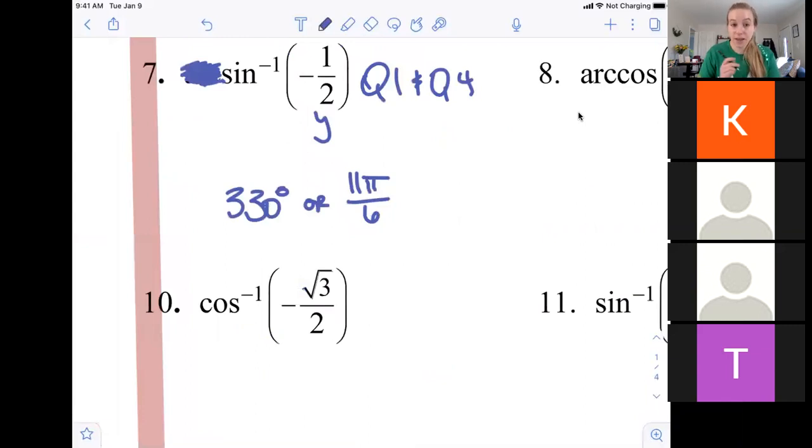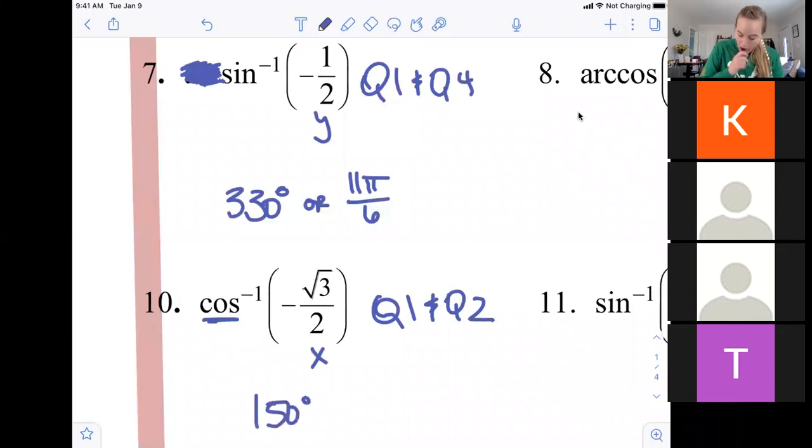Similarly, the next one is another negative, but this time I'm looking at cosine, which means I'm not looking in quadrants 1 and 4. I'm looking in quadrants 1 and 2. And this is my x value. So let's go find our x. That's negative root 3 over 2. That's in my quadrants 1 or 2. My x is negative root 3 over 2. So sorry, at 150 degrees or 5 pi over 6.